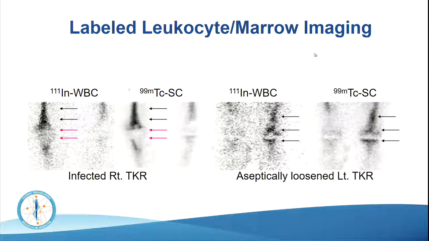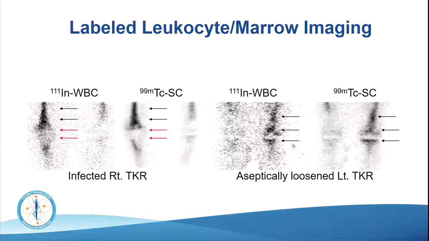A couple of examples. This is labeled leukocyte marrow imaging of an infected right knee arthroplasty. If this case is read in isolation, certainly people would look at this and say this likely represents infection, comparing right to left. When you look at it with the combined bone marrow imaging, yes, it is in fact positive for infection. But this area that immediately draws your attention on the white cell study is nothing more than marrow activity. The abnormal labeled leukocyte accumulation is in the region of the knee joint and tibial component, and you can see the mismatch here on the sulfur colloid image.